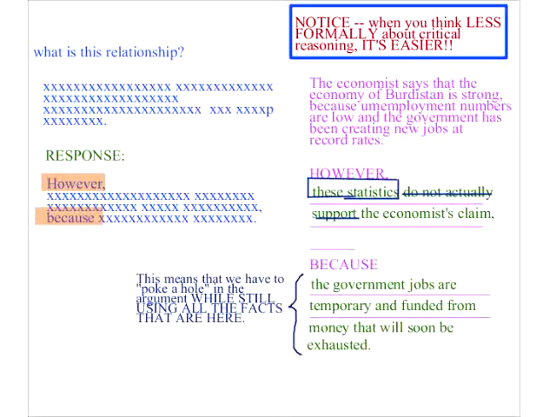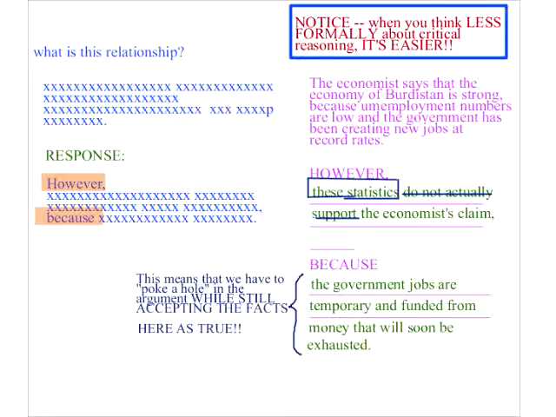while still using all the facts that are here. I don't want to say using them all. You don't have to use them all. While still accepting the facts here as true. So in other words, you cannot contradict what is written up there.